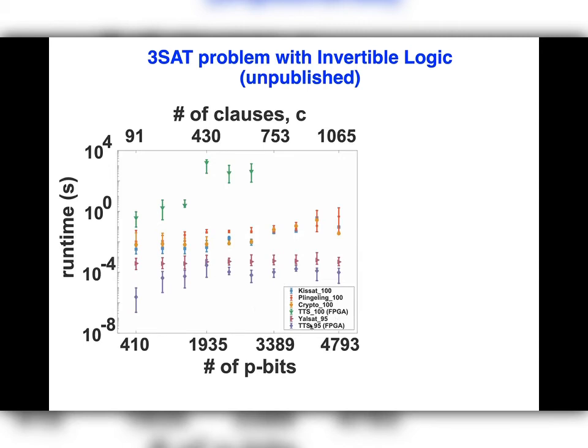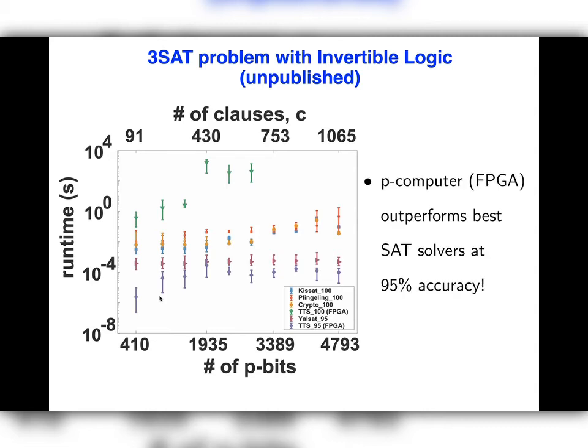These are some of the winners from the SAT-22 competition: KISSAT, Plingeling, CryptoSat, YALSAT, etc. We saw that if you're okay with 95% accuracy, then even at the FPGA level, this p-computer outperforms the best possible SAT solvers. Again, this is just to give you an idea of the types of systems we can solve. This is up to 5,000 qubits, and these are extremely good SAT solvers that people have optimized over the years.